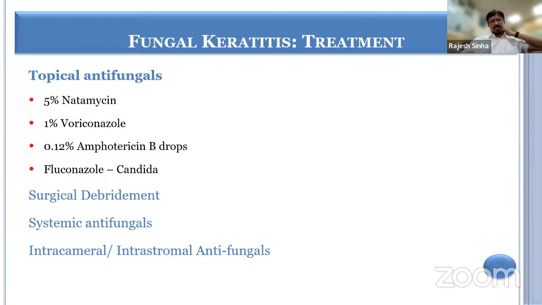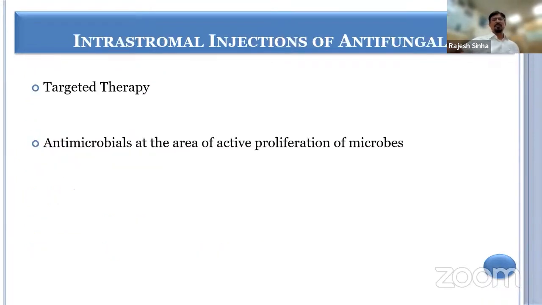Many times, because of the same reason, you do require repeated debridement of the ulcer. And in order to reach the area where the infiltrate is present, where the organism is multiplying, we have to give intracameral or intrastromal antifungal drugs. So it is like a targeted therapy. It is to place the antimicrobials in the area where they have to act, where there is active proliferation of microbes, and that is how we plan.